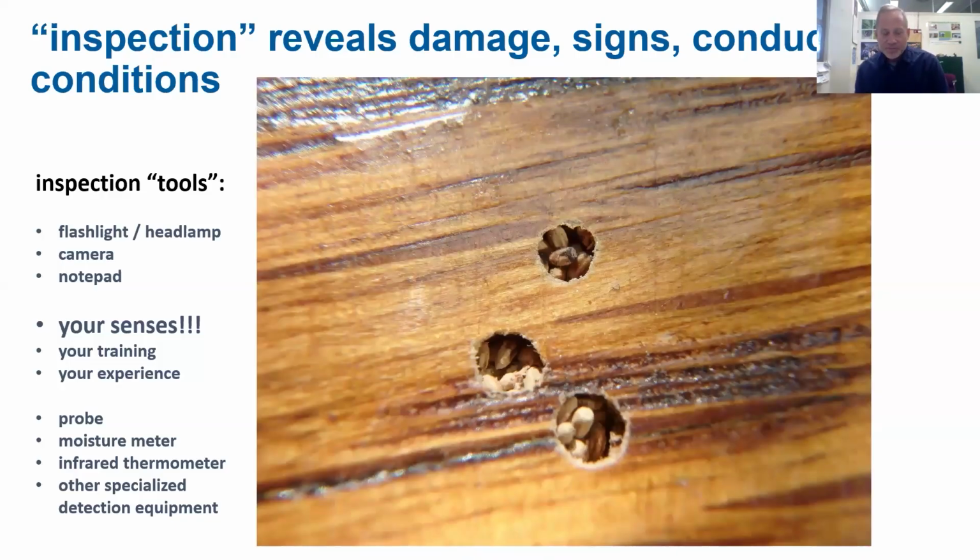Here's another example. These are drywood termite pellets, which are visible within kick-out holes that lead to a gallery of drywood termites beneath these floorboards. And so here again, you see the damage, you see the signs, and the conducive conditions may not be obvious in this photo, but you're able to look at the whole system and use your experience to understand what's the path forward.